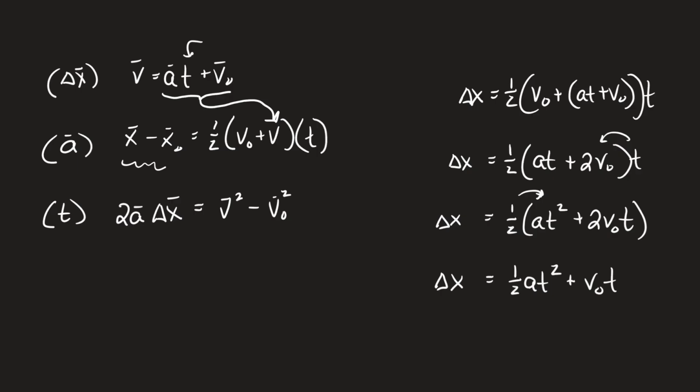Now, you might be wondering why I thought we should look at that one. Well, let's first note that this has everything in it except for final velocity. And it's delta x equals 1/2 at squared plus v naught times t. Now remember, this is x minus x naught.